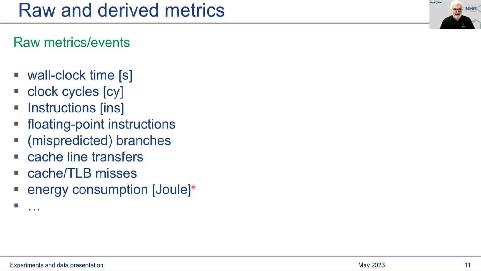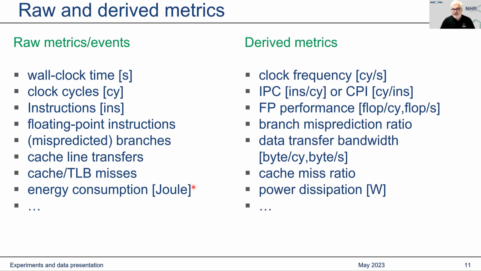Now, from these raw metrics and events, which could sometimes be interpreted right away as raw metrics, you can derive what we call derived metrics. And these derived metrics often are more easily understood, more easily interpreted, because they connect better to stuff that you're used to from daily work. For example, you could derive the clock frequency via the number of cycles carried out by the hardware in a certain amount of wall clock time. That's just the clock frequency.